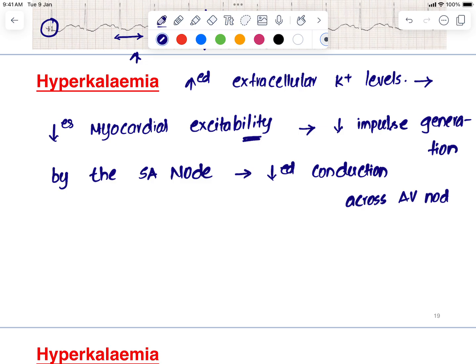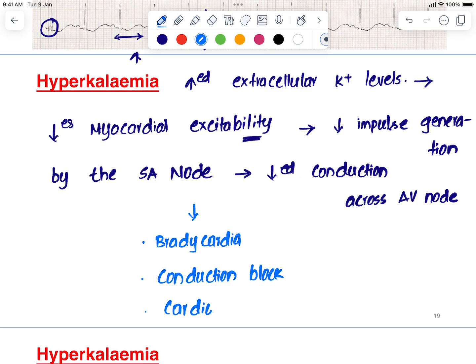Right, thereby there is reduced conduction across the AV node, and this will result in bradycardia, this will result in the conduction block, this will result in cardiac arrest. Okay, so this will be the effect of hyperkalemia on the heart.